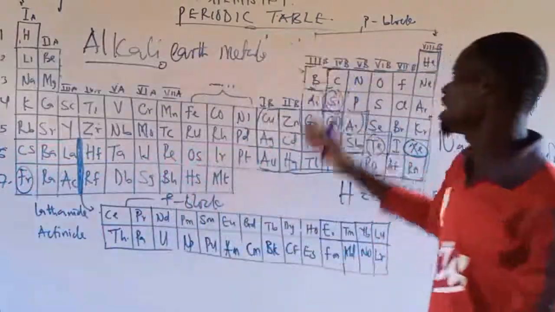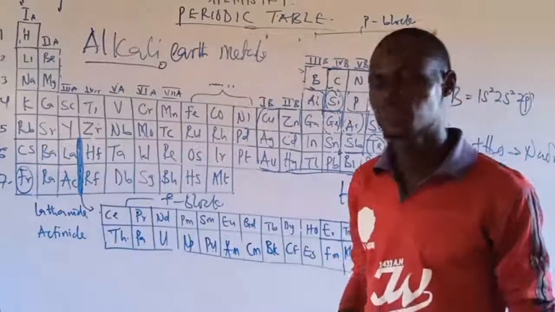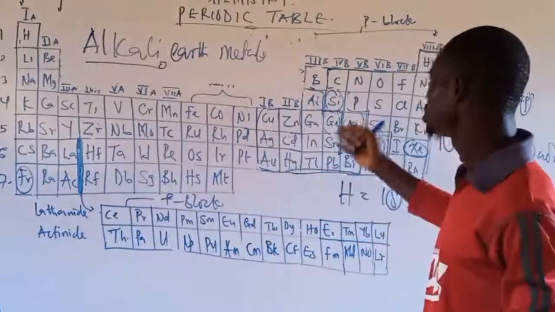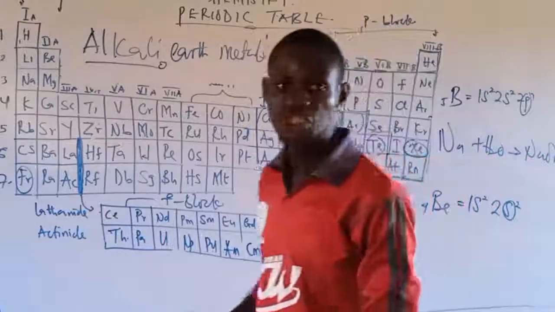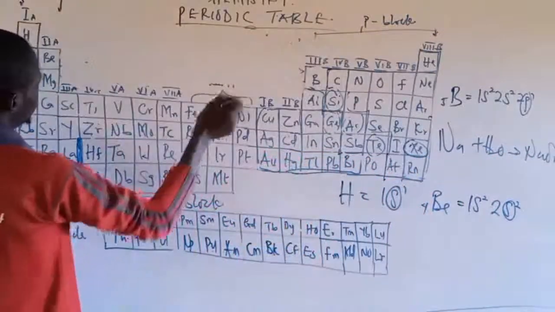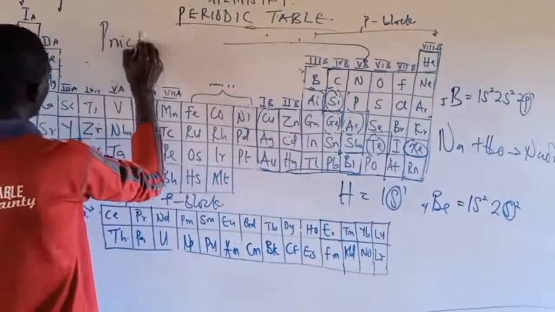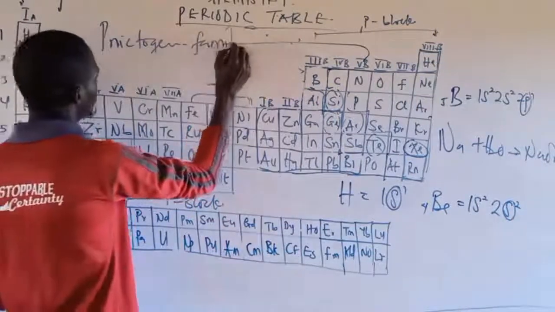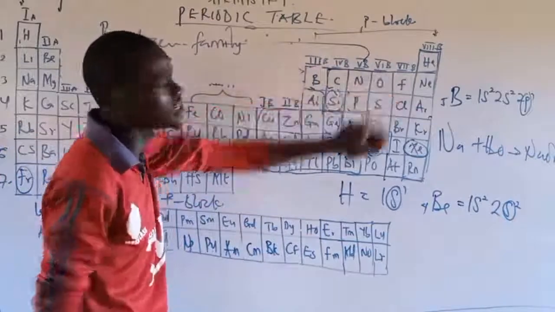Now, the group 3 elements, we call them the boron family. Also, we have the group 4 elements. Now, the group 5 elements, we call them the nitrogen family. The group 5 elements are known as the nitrogen family.